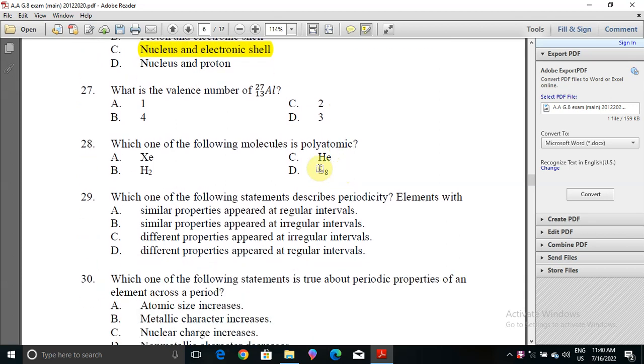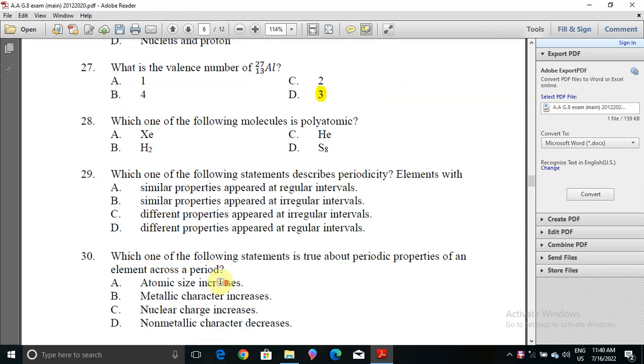Now question number 27. What is the valence number of aluminium? Now what we have here is 13, right? If we arrange it by the shell, it will be 2, 8, 3. The last number, take it as the valence number. That means 3. The valence number for aluminium is 3.